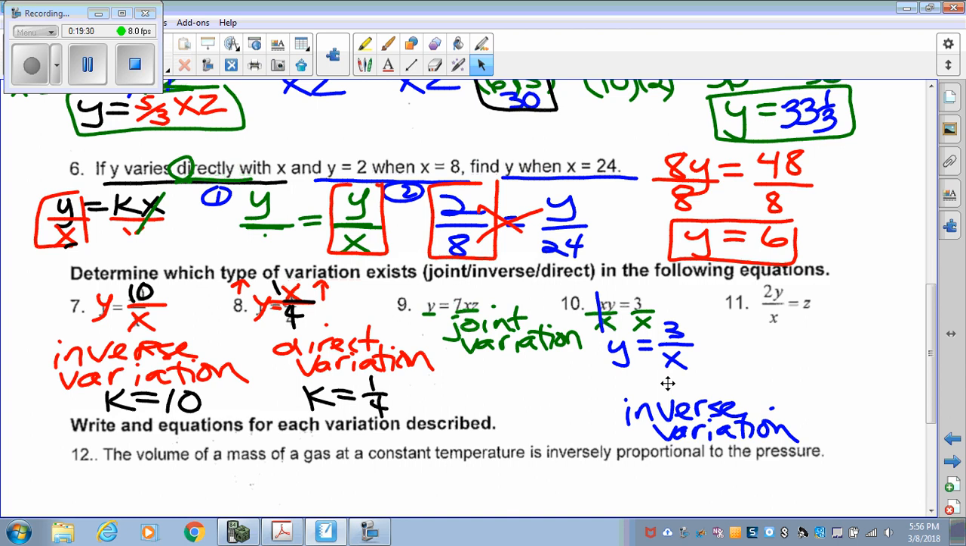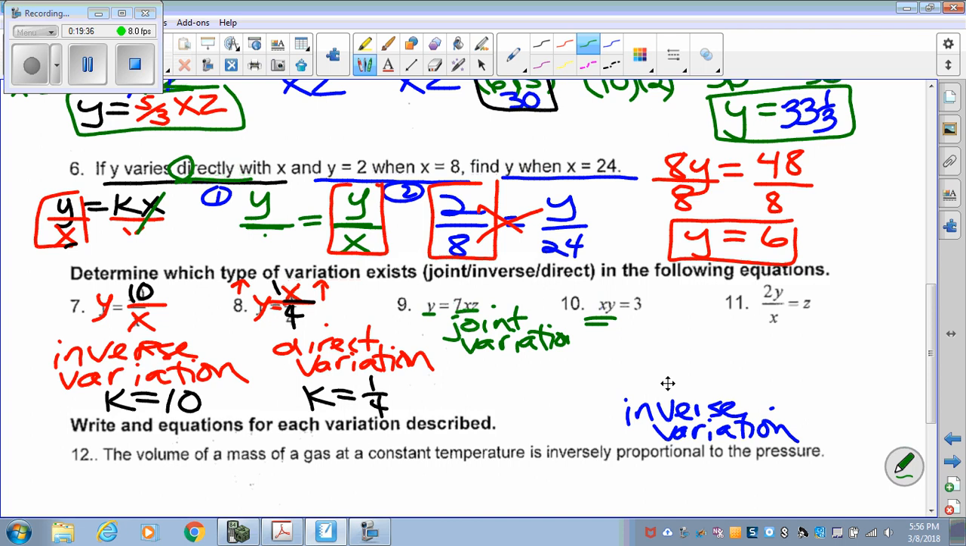All right? Because remember, to find k for the inverse variation, we always multiply. For inverse variation, you multiply x times y. All right? Very good.